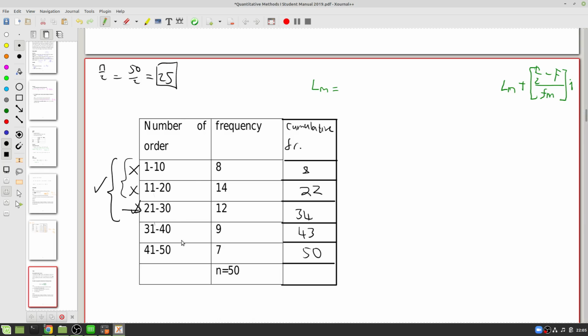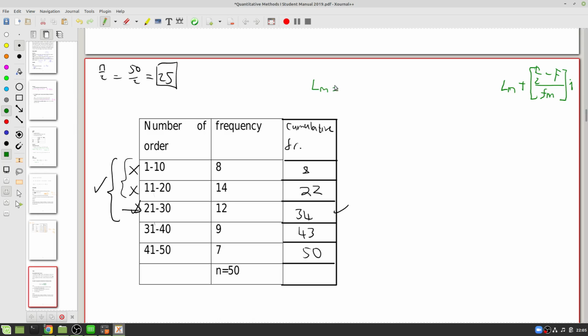So that's the intuition of why we look for the first value in the cumulative frequency column that's larger than 25. So 8 is smaller than, 22 is smaller than, 34, yes, bigger than. Great, so that means this is our median class or median interval. Now we know this, we can complete the rest of the question.